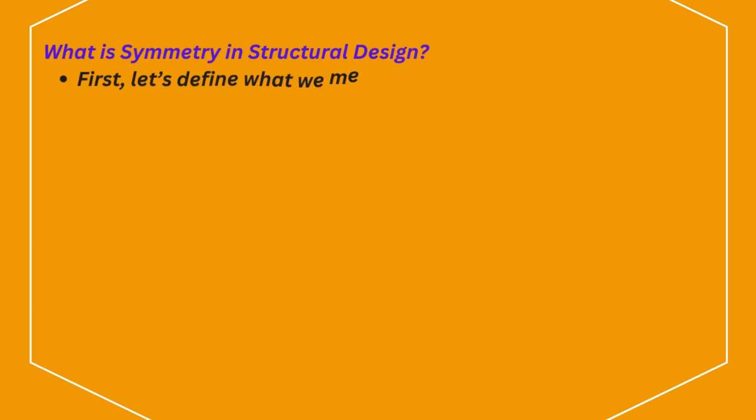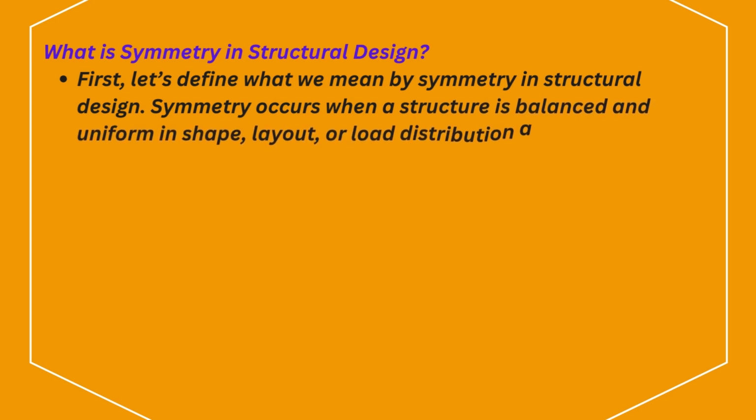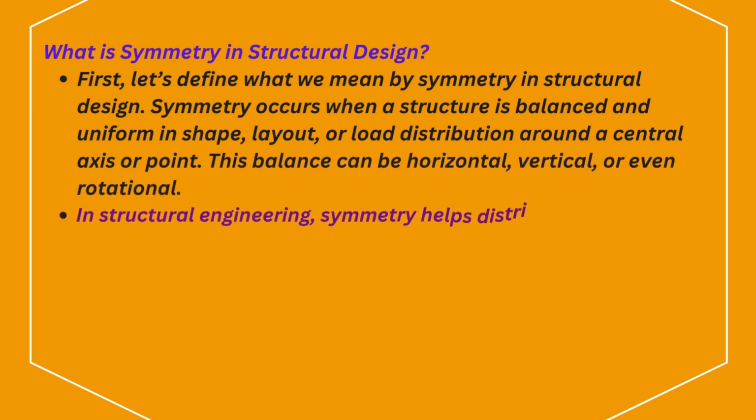What is symmetry in structural design? First, let's define what we mean by symmetry in structural design. Symmetry occurs when a structure is balanced and uniform in shape, layout, or load distribution around a central axis or point. This balance can be horizontal, vertical, or even rotational. In structural engineering, symmetry helps distribute loads evenly across the building.